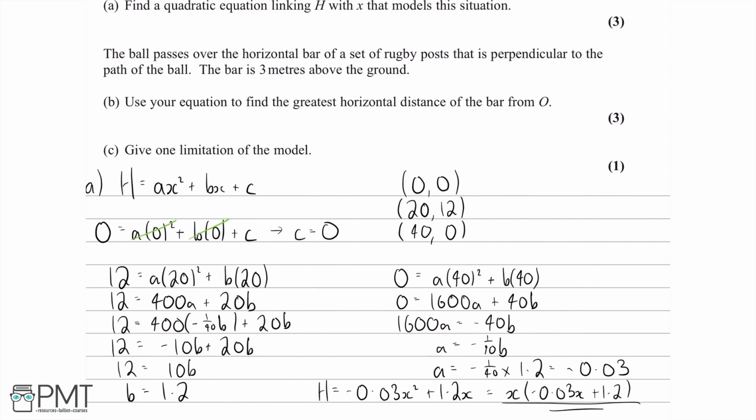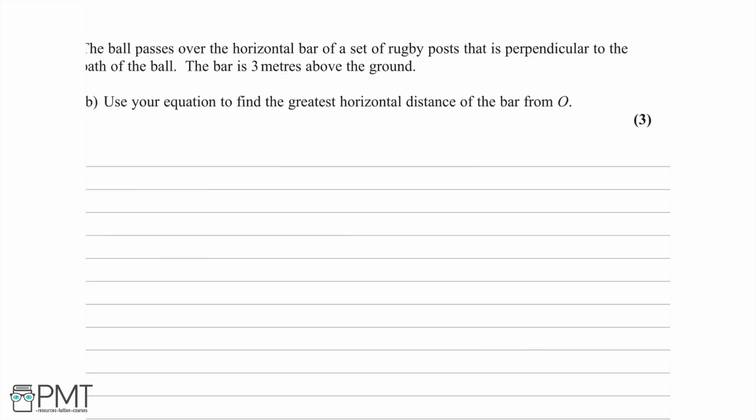In terms of the marking for this question, we get 1 mark finding the final answer, we get 1 mark finding out what b is, and we get 1 mark finding what a is. And that right there is a total of 3 marks. Now that we're done part A, we can move on to part B.